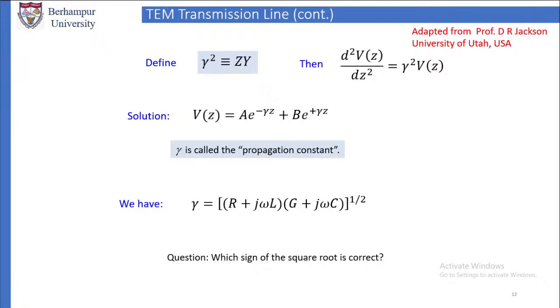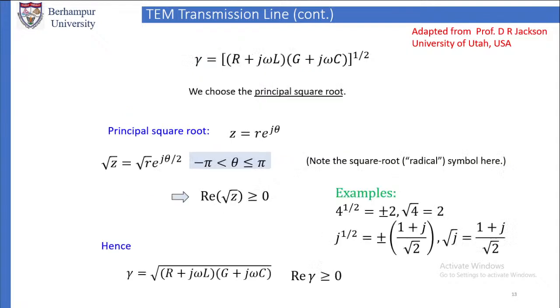Now you know what is gamma. Gamma is equal to square root of (R plus j omega L) into (G plus j omega C), because R plus j omega L is Z, G plus j omega C is Y. Now what will be the correct sign of the square root? That is the question that you have to answer. What we'll do here is take the principal square root, which is the positive sign for the square. So gamma is equal to this.